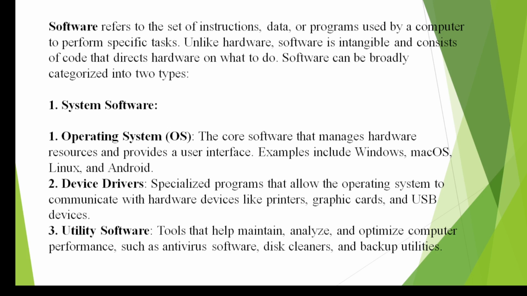System software has been categorized into three parts. First is the operating system, OS, the core software that manages hardware resources and provides a user interface. Examples include Windows, Mac OS, Linux, or Android. Second, device drivers, specialized programs that allow the operating system to communicate with hardware devices like printers, graphic cards, and USB devices.